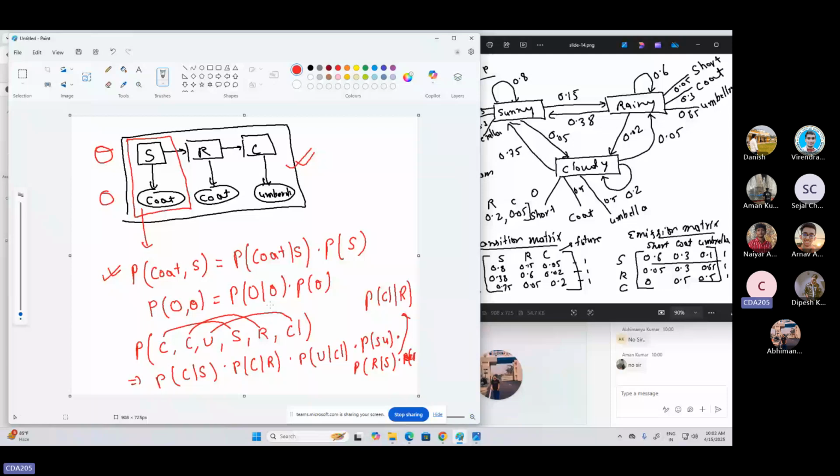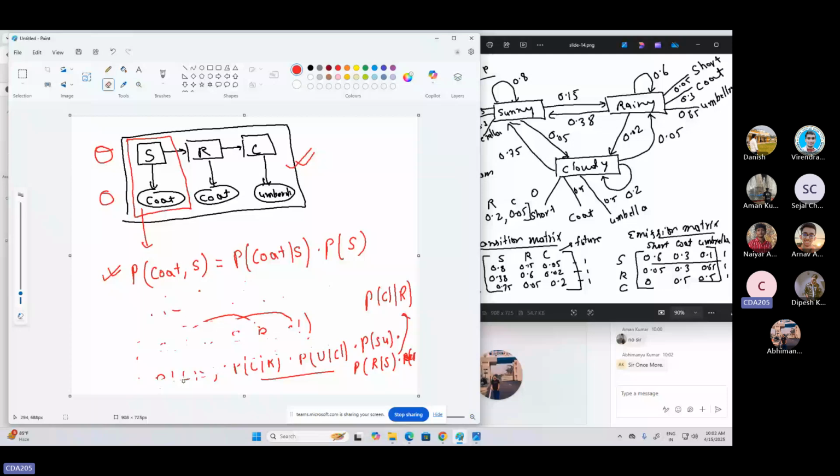Understood this one, how this came, or again I have to explain? Okay, again I have to explain. Wait, I will take a new one.